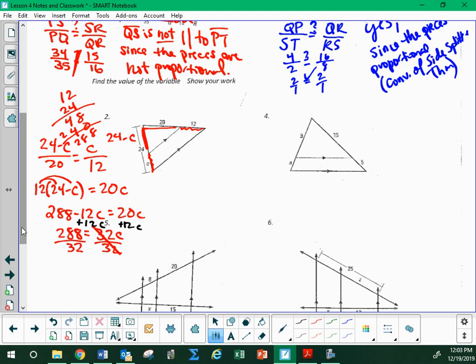Okay, so let's divide by 32. They're both even, so I can at least break it down in half. So we get 16. What's half of 288?